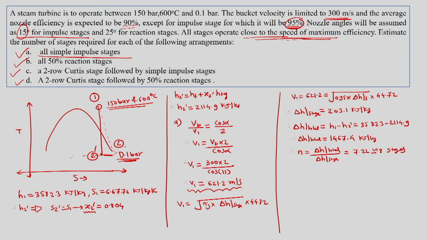Now we will see the 50% reaction. For 50% reaction, we know Vb upon V1 is equal to cos alpha. So V1 is equal to Vb upon cos alpha, which is equal to 300 divided by cos of 25. From here we find V1, which is 331 meters per second.